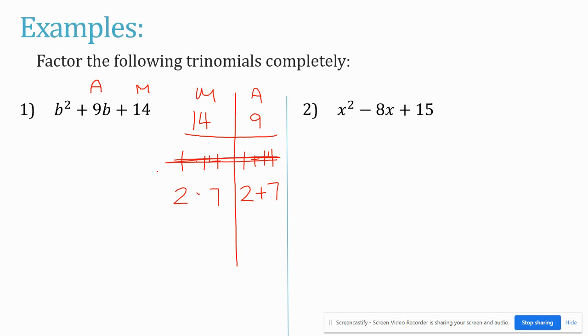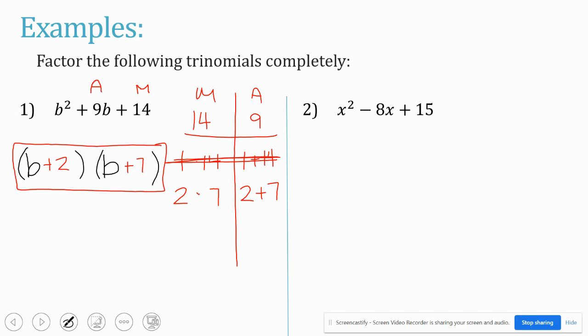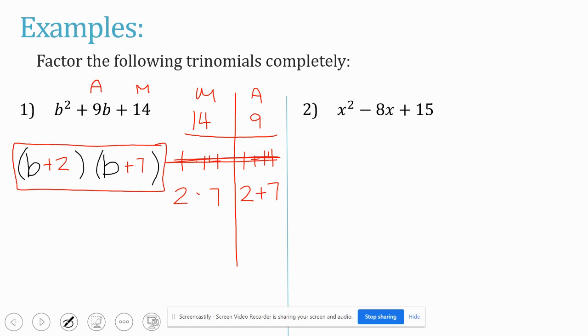So those are going to be the two numbers that I use when I factor in my two binomials. So I'm going to create two sets of parentheses. So b is going to go first in both sets. And then because this 9 is positive, both of these numbers are going to be positive. So it's going to be plus 2 and plus 7. 2 times 7 is 14. 2 plus 7 is 9. So this is our answer. Let's take a look at another example.